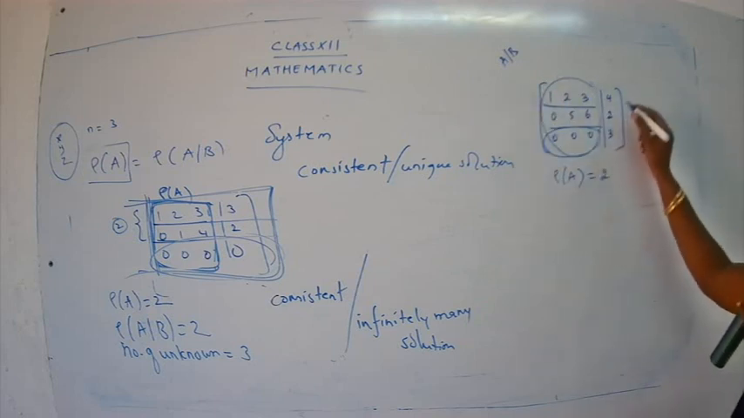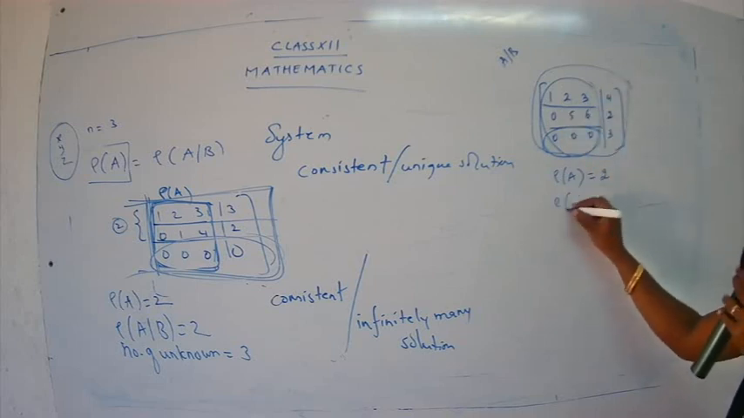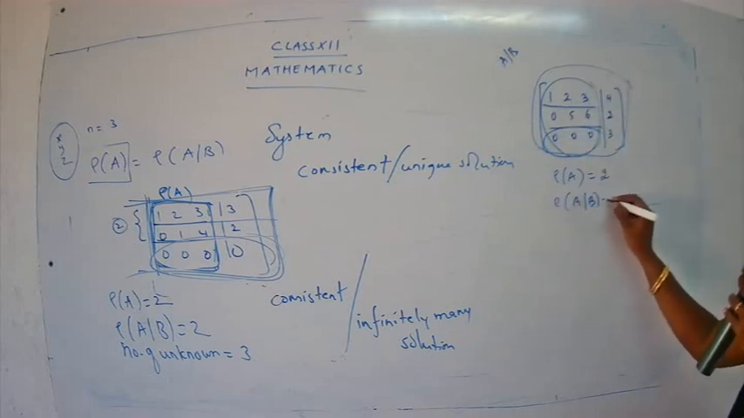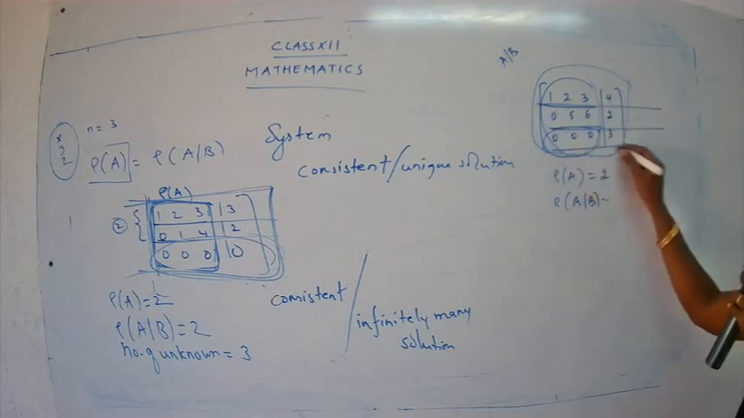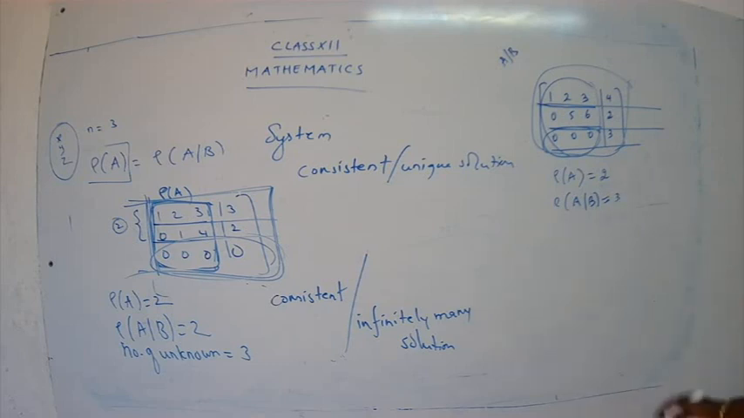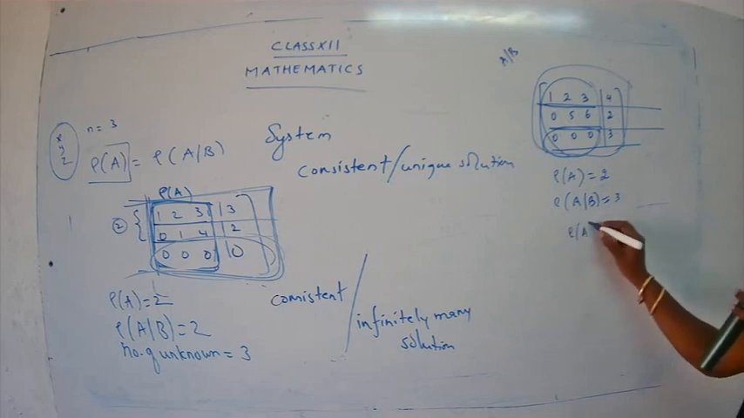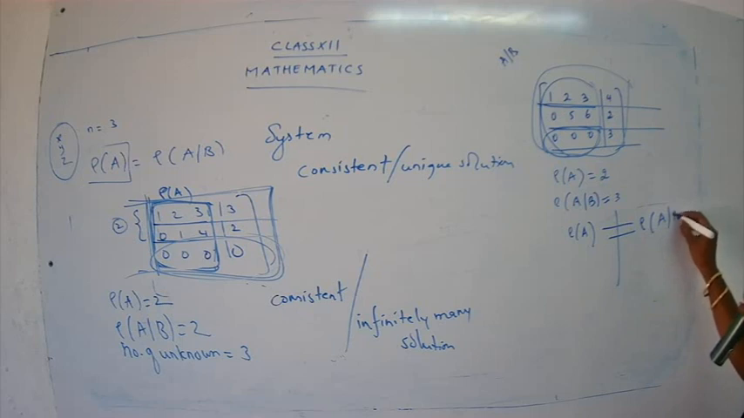Let's come to the rank of AB. I'm going to take the whole part. So rank of AB is equal to non-zero row, non-zero row, non-zero row. Yes, here we get rank of AB as 3. So what do you say? Rank of A is not equal to rank of AB.